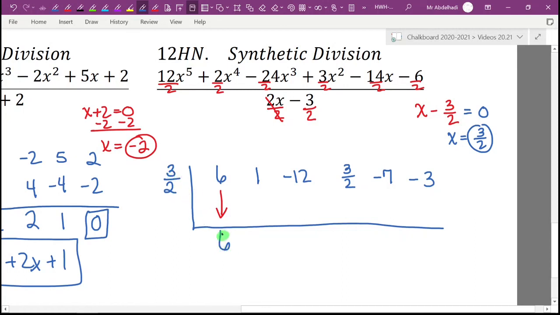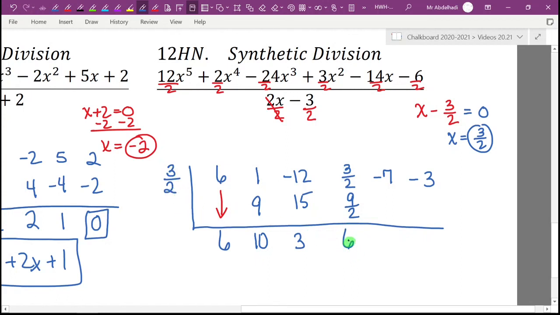Well, 3 times 6 is 18 divided by 2. 18 over 2 is 9. 1 plus 9 is 10. And then start over. 3/2 times 10. Well, 3 times 10 is 30. Divided by 2 is 15. 15 minus 12 is 3. 3/2 times 3, 9 over 2. 3 over 2 plus 9 over 2 is 12 over 2. 12 over 2 is 6.